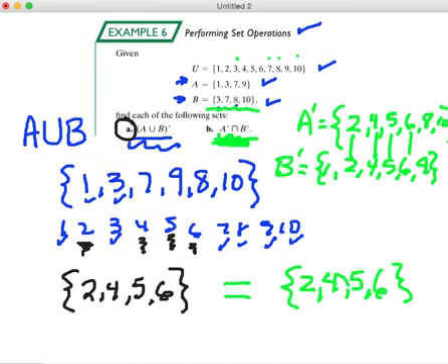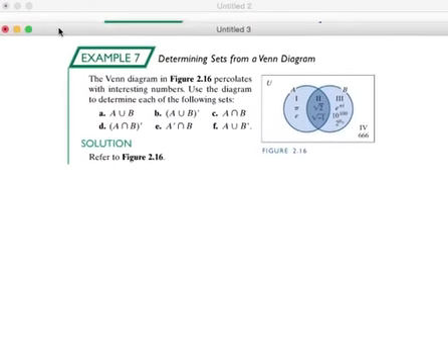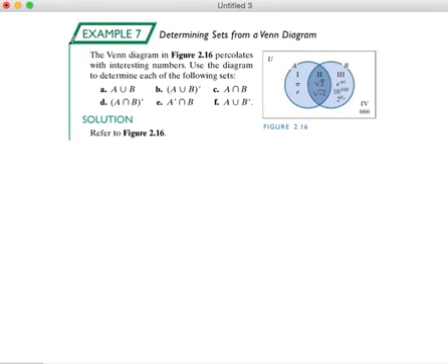All right, let's look at another question. I think I've got another one over here, example 7. Okay, look real carefully. Let me pick another color here, okay? We're looking carefully at the box, and we're reading the directions. Determining sets from a Venn diagram. The Venn diagram in figure 216 percolates with interesting numbers. Use the diagram to determine each of the following sets.